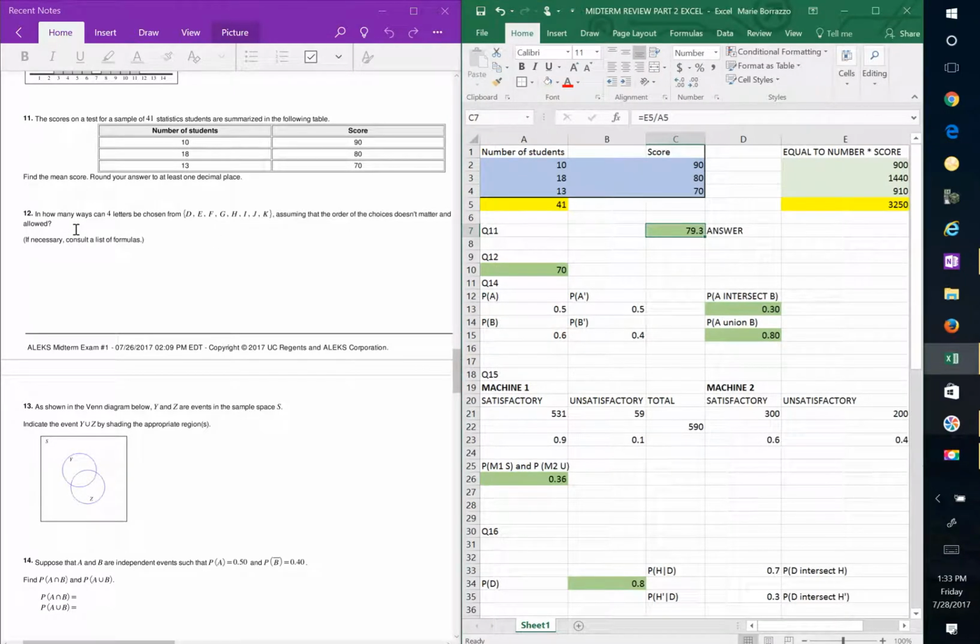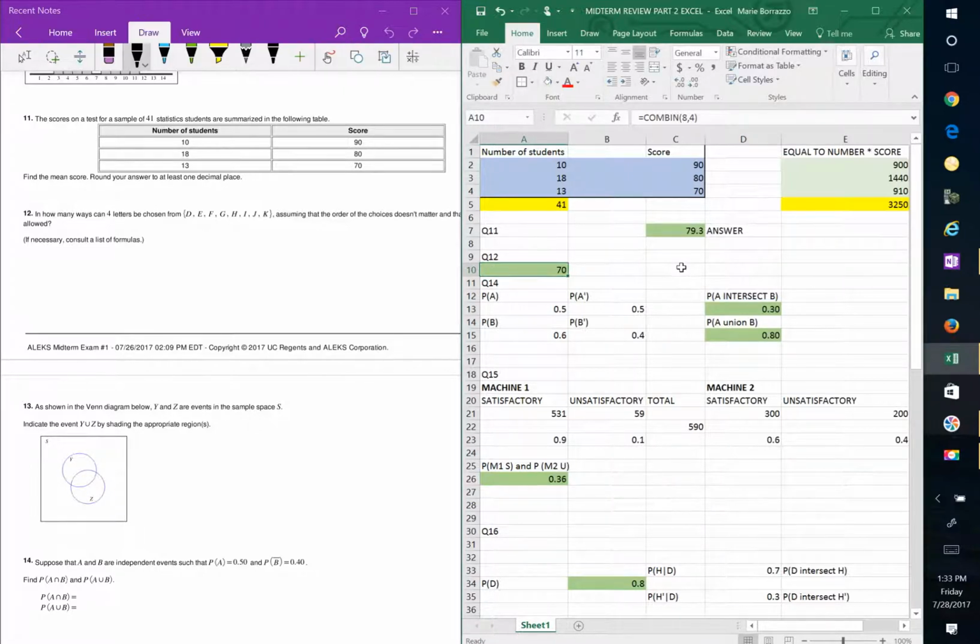Question number 12 is a combinations question, and how many ways can 4 letters be chosen? So 4 is our R value. Remember, it's COMBIN N, R. Because order does not matter, it's a combination, and we have 1, 2, 3, 4, 5, 6, 7, 8 values. So if I double click on the 70 for question 12, you'll see that I have equals COMBIN(8, 4).